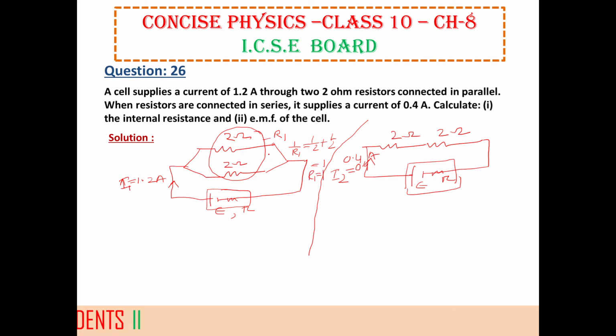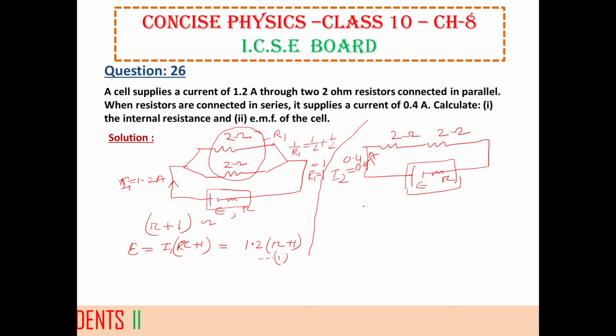But the total resistance of the circuit: you see these two resistors are connected in series with the battery, so the internal resistance r is also in series. The total resistance of the circuit will be r plus 1 ohm. So we can write E equal to I1 into r plus 1, because E equals IR. Now I1 is 1.2 ampere, so 1.2 into r plus 1. This is equation number 1.